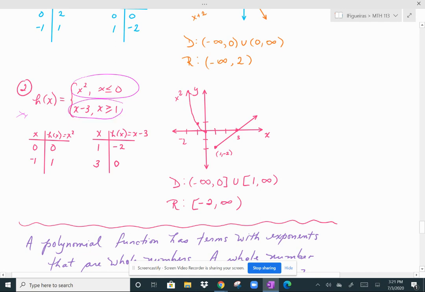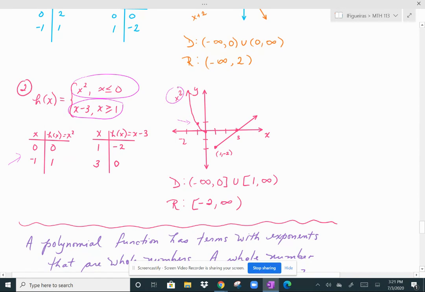So here are my points for x squared. This is a parabola, but we're only going to be able to show half of it. So I pick 0 and then a value less than 0, like negative 1. So I get (0, 0) and (-1, 1). So those are these 2 points here. So this is the graph of x squared.